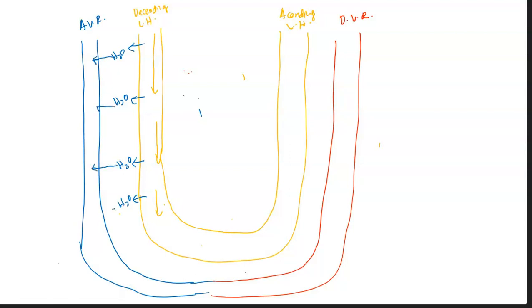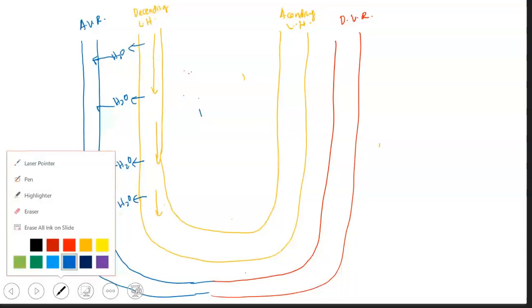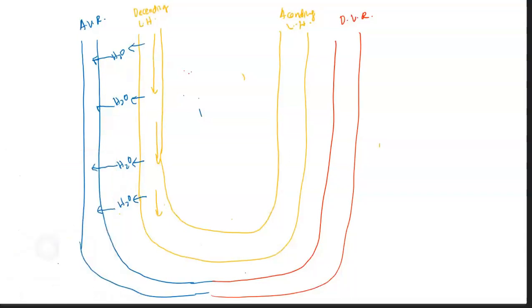Into the blood. Okay, so on the other side, I should draw it. The limb of loop of Henle has the thin segment, and upper is the thick segment. So thin and thick. Alright, so when the filtrate moves down the descending limb of loop of Henle, water is reabsorbed.